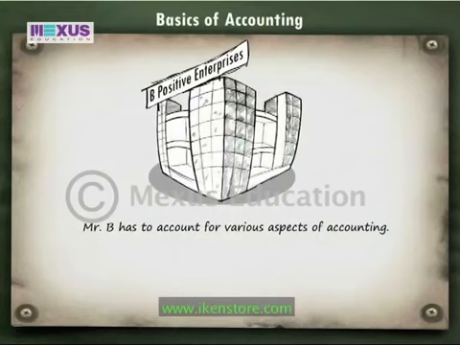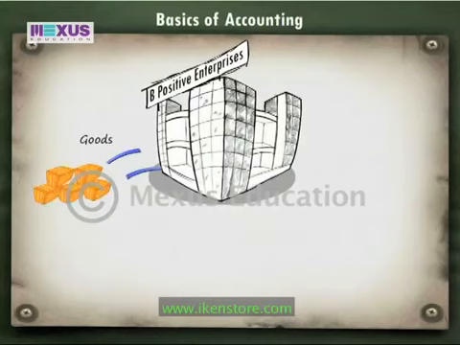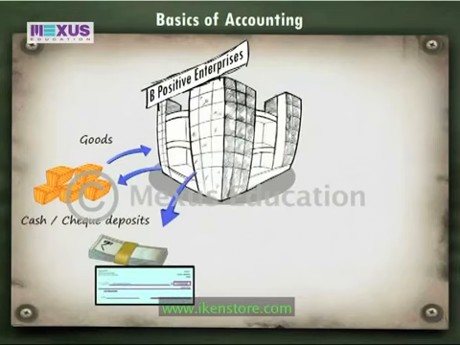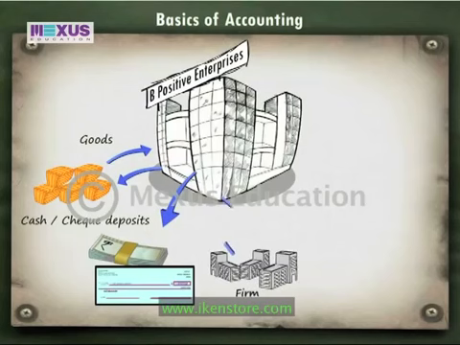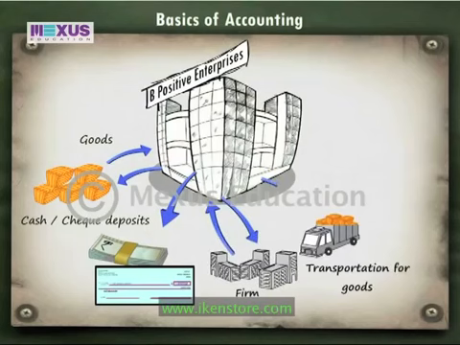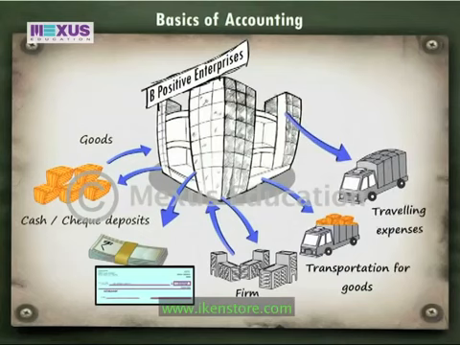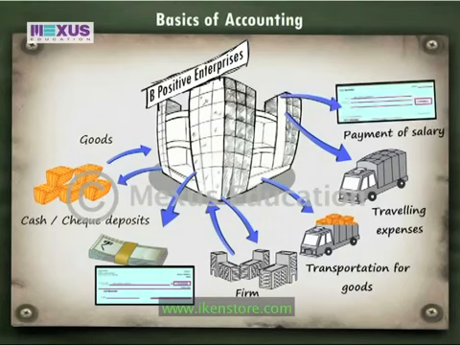Mr. B has to account for various aspects of accounting: goods moving in and out of the firm, cash, check deposits, withdrawal from the firm, transportation for goods entering and leaving the firm's premises, traveling expenses, insurance of goods in the godown, payment of salary, receipt of interests on deposits.